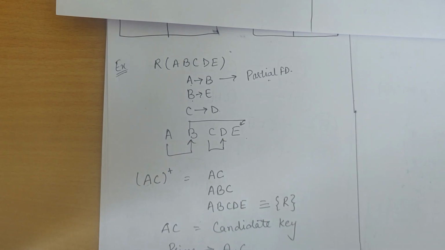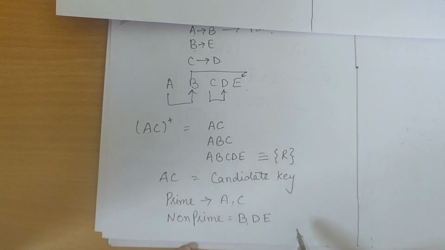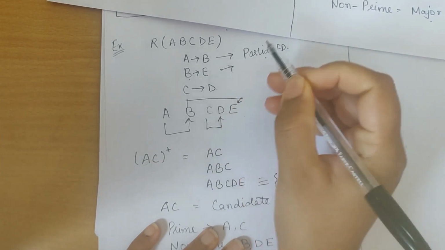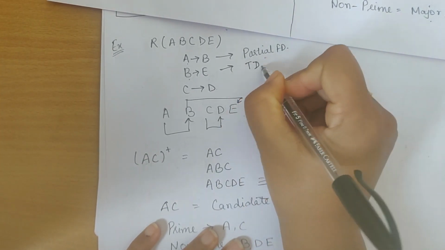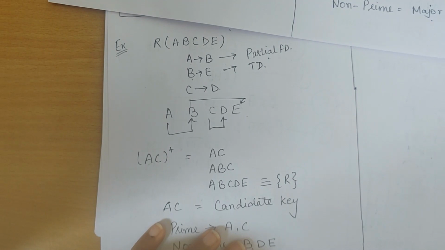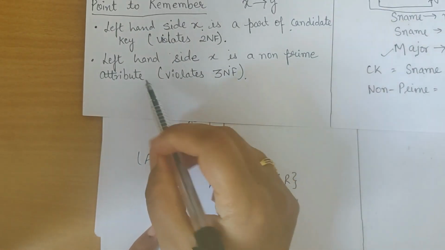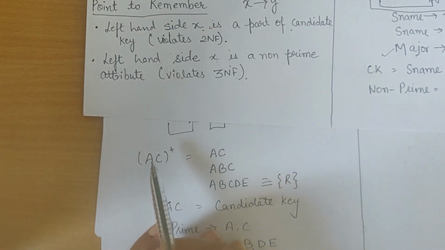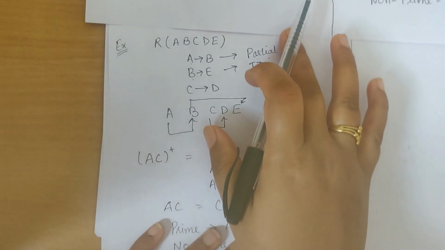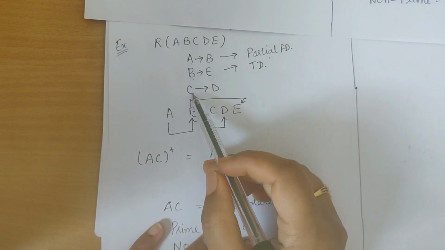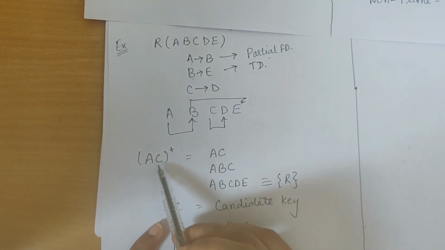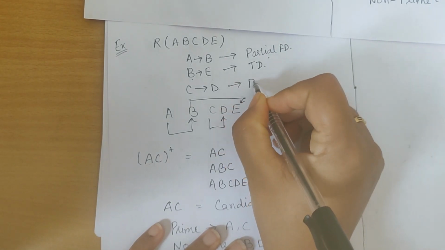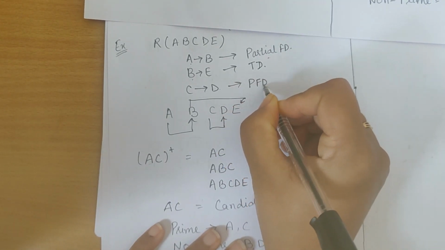And then you see here, B determines E. B is what? Non-prime attribute. E is what? Non-prime attribute. So here it is creating the problem of transitive dependency. Non-prime determines non-prime. Left-hand side X is a non-prime attribute, then it is a problem of transitive dependency. C determines D. C is again a part of the candidate key. So this is also a case of partial functional dependency.